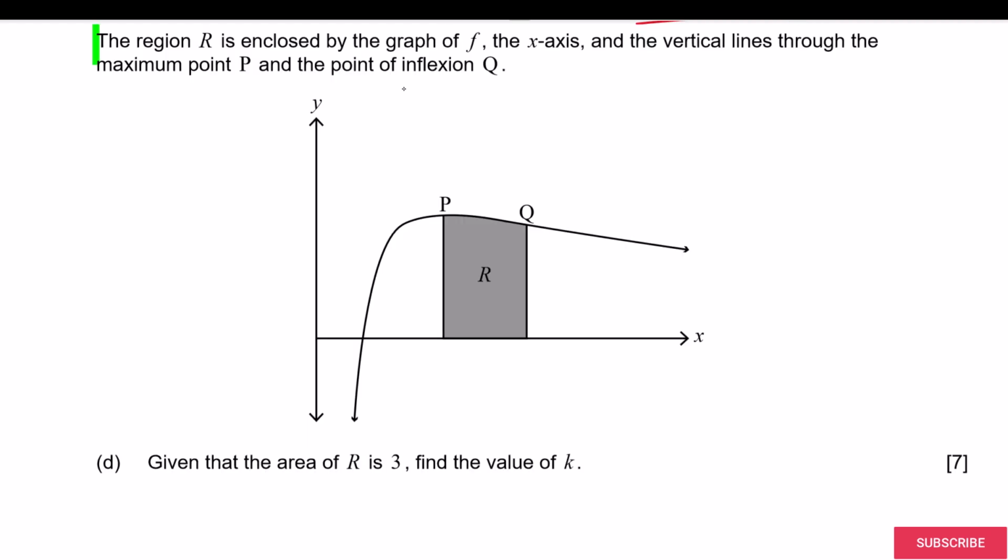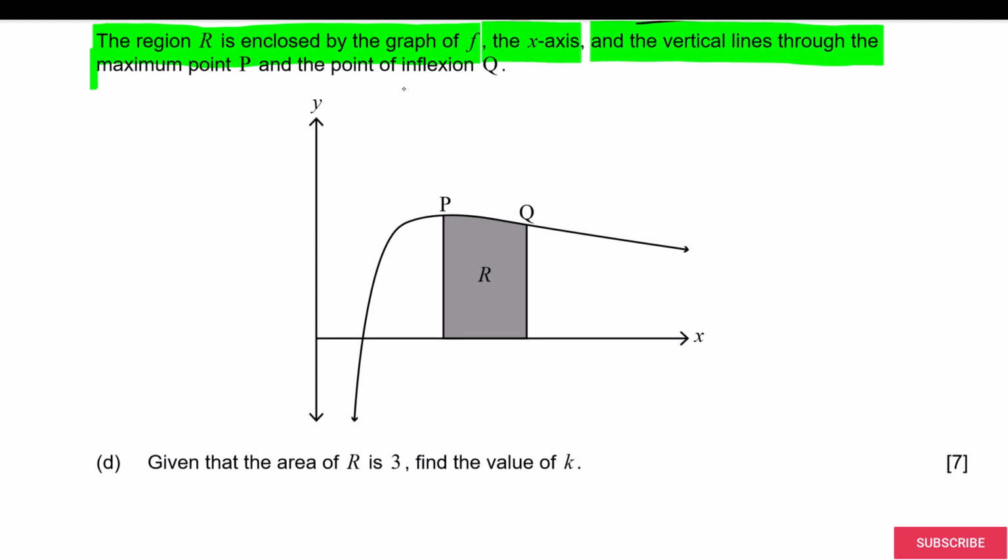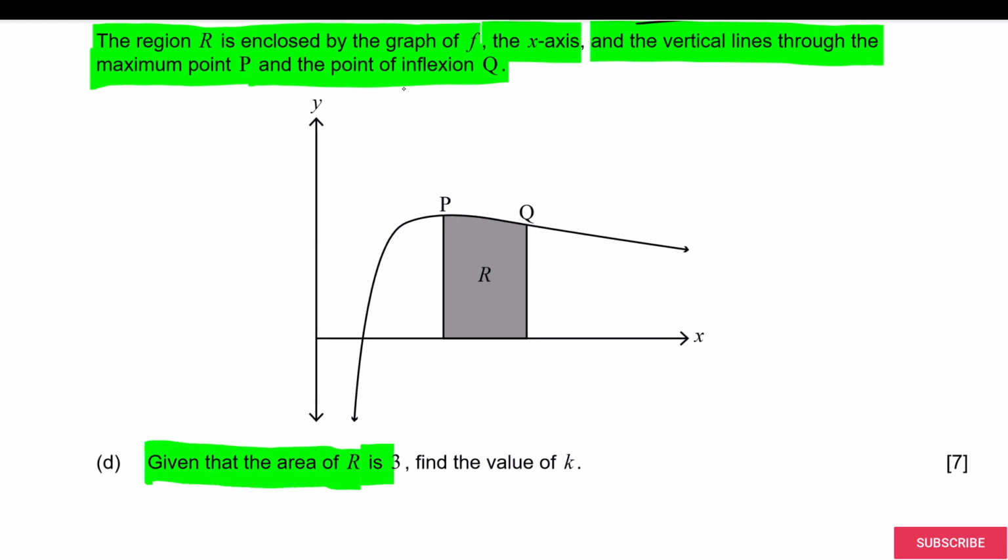So for the d part, R is enclosed by the graph f, which is ln 5x over kx, the x-axis and the vertical line through the maximum point P and the point of inflection Q. So we have this scenario. Given that the area of R is 3, find the value of k. So we are going to deal with the area under the graph.